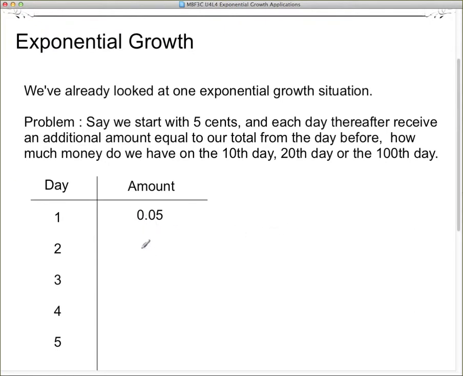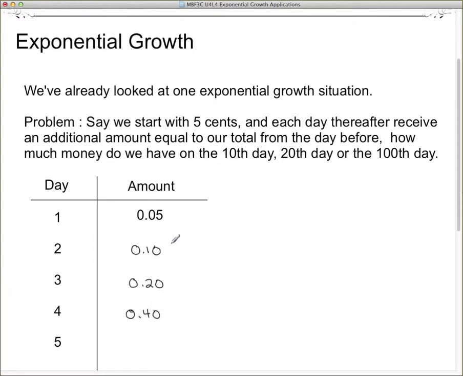So on the first day we have 5 cents. On the second day we get an additional 5 cents to make it 10 cents. On the third day, we get an additional 10 cents because we get the same amount as we had the day before. So on day 3, we now have 20 cents. And on day 4, we get an additional 20 cents to have 40 cents.